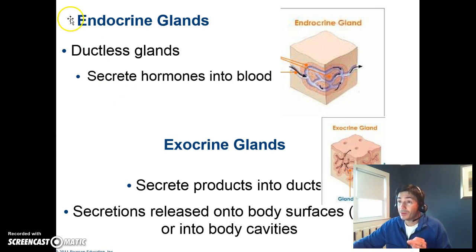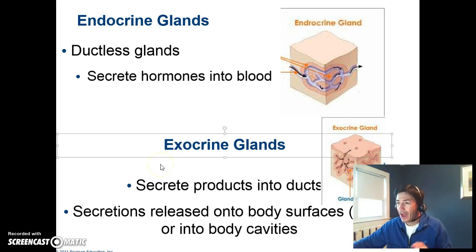So you want to remember the difference between an endocrine gland and an exocrine gland. Endocrine glands do not have ducts, so there is no common pore or tube into which the secretions are secreted. They just tend to make it into the bloodstream, and then they circulate throughout the body. So endocrine secretions also tend to stay inside the body.